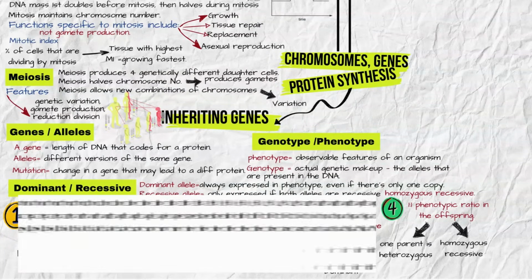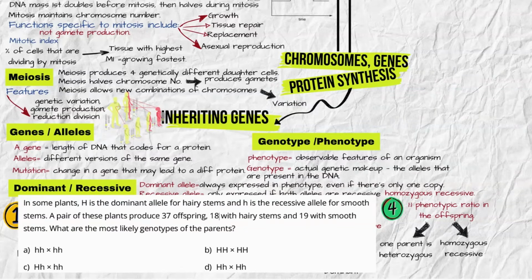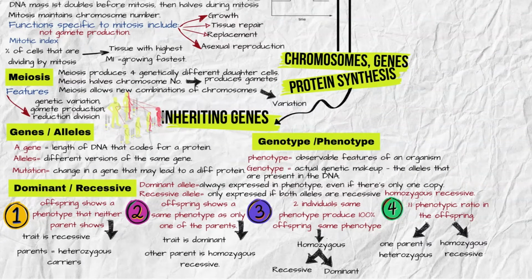Look at this question, for example. The phenotypes among offspring are close to 50% dominant and 50% recessive. That only makes sense if one parent is heterozygous and the other is homozygous recessive. So the correct answer here is option C. If you can recognize which scenario you're looking at, you'll know how to answer the question. That's what the examiner is testing, your understanding of inheritance, not just definitions.